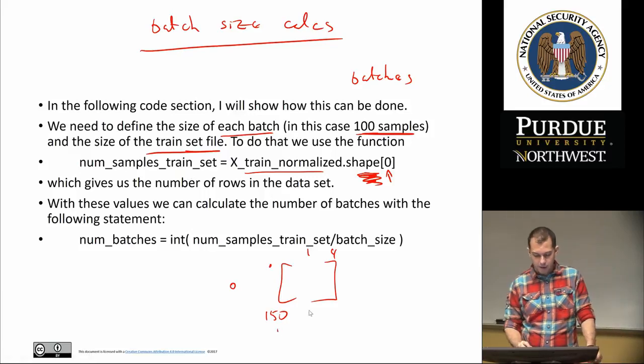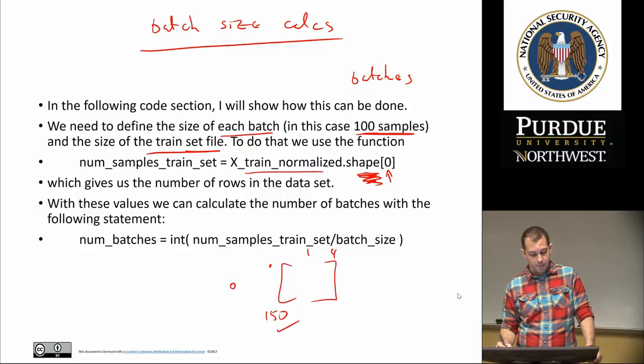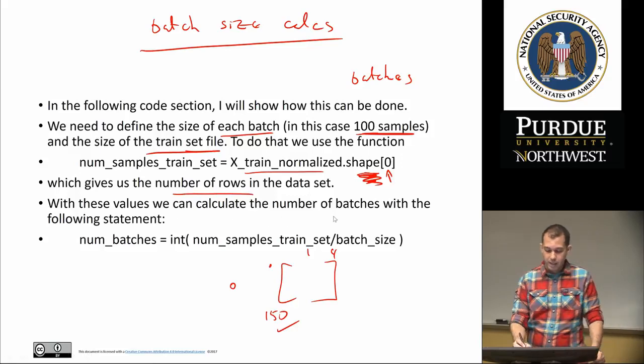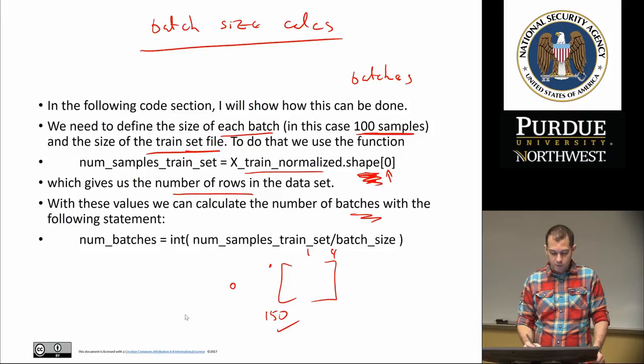And so we got our value, 150. That gives us the number of samples in the set, or you could say it another way, which gives us the number of rows in the data set. With these values, we can then calculate the number of batches that we will need, right? So here, the number of batches is pretty simple.